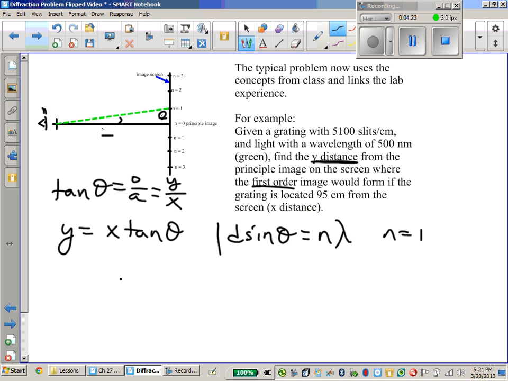Well, I know x. X was given to me as 95. So I got that. Obviously, I need to know the angle. I'm looking for theta. So I'm going to find theta from this first equation, and then I'm going to bring the theta over to the second equation and then solve for my y.